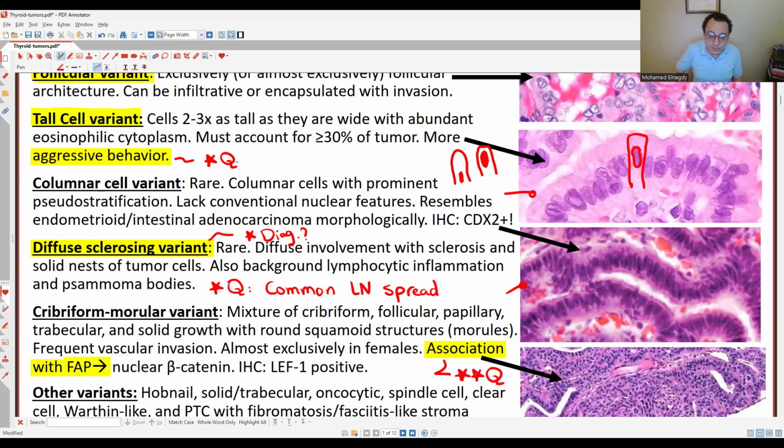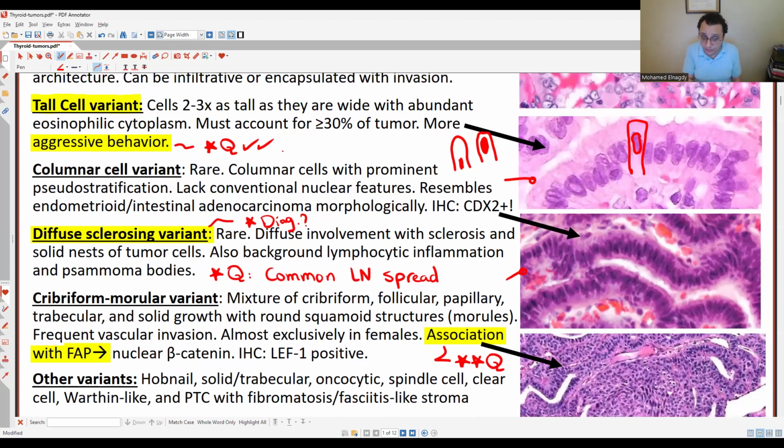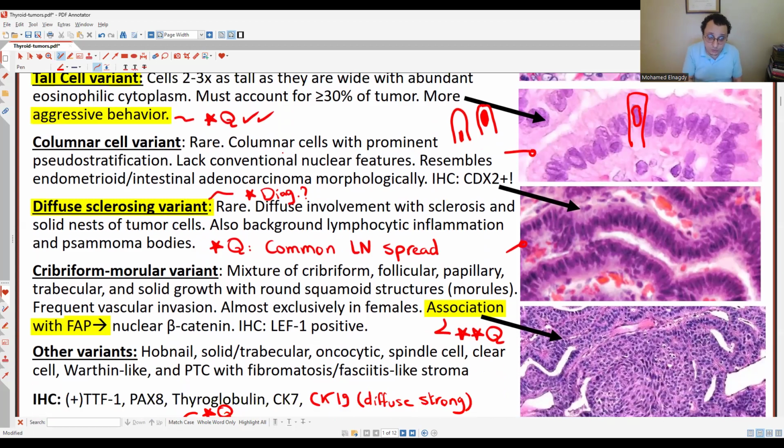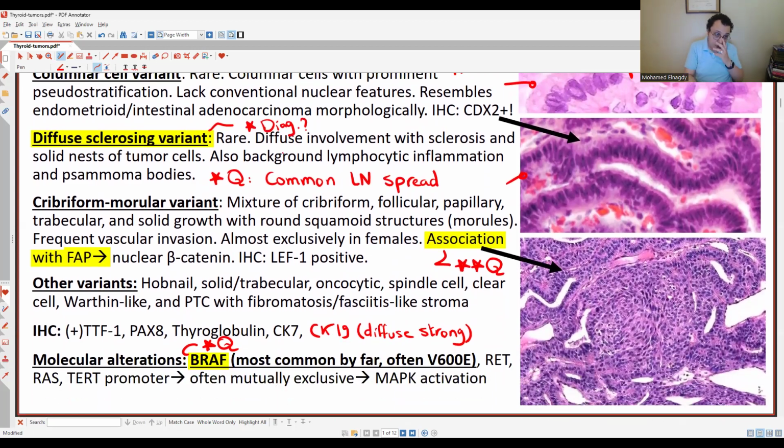Why do they ask about tall cell that much? Because it has an aggressive behavior. It has a worse prognosis, so it's a prognostic indicator. So if you see this tall cell variant of papillary thyroid cancer with papillary nuclear features, and you see the tall cells, you say, this means bad news for the patient, because it's associated with high incidence of metastasis and high incidence of aggressive behavior.